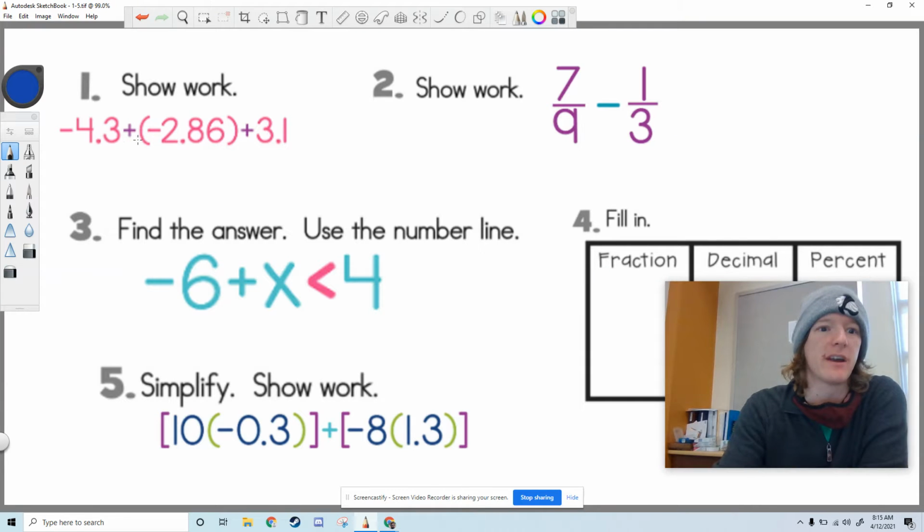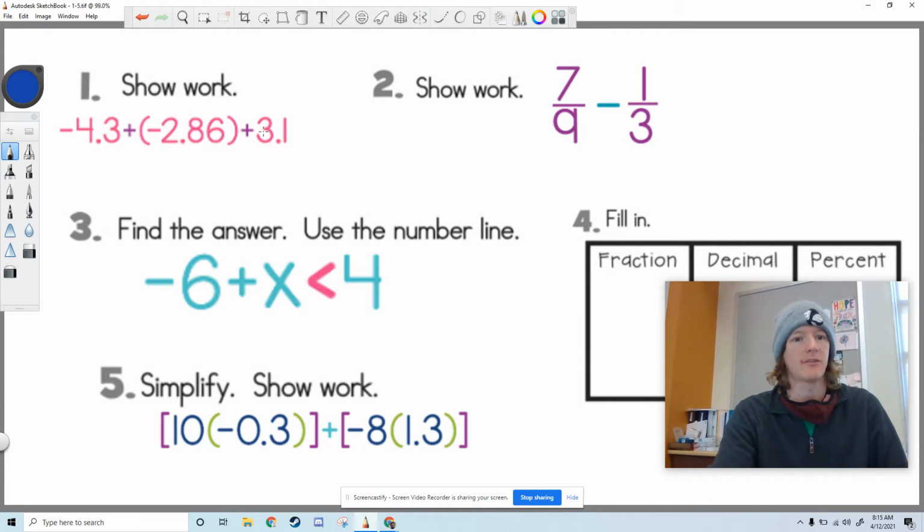All right, number one, we have three rational numbers. Two of them are negative, one of them is positive that we need to add together. So first we need to add our two negatives. So you should get a larger negative. It should be around 6 or 7 negative though.